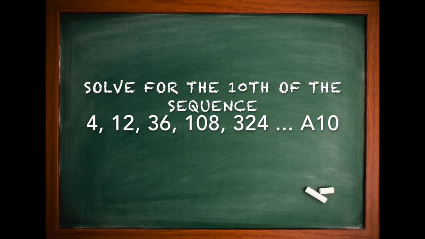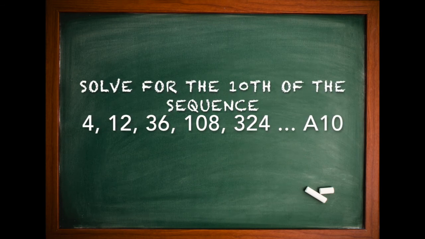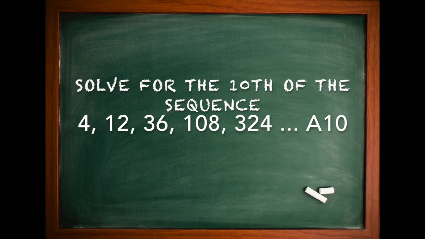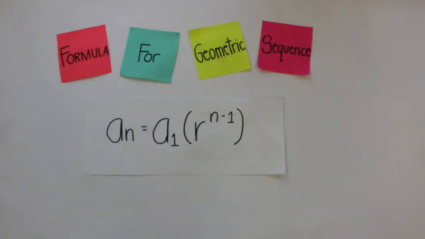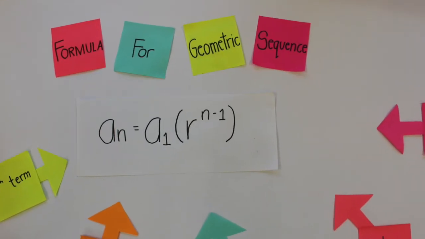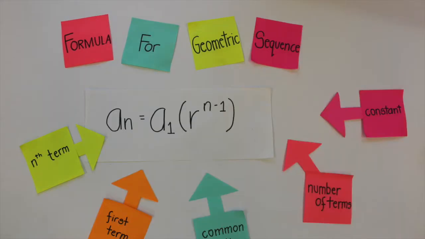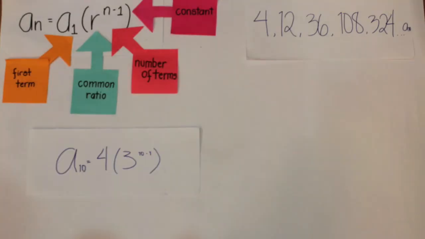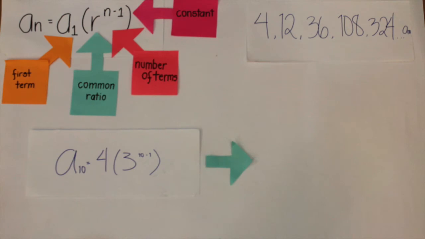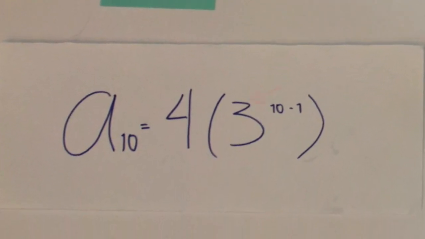Solve for the 10th term of the sequence 4, 12, 36, 108, and 320. First step, you should write the equation first, which is a sub n equals a sub 1 times r raised to n minus 1. Second step, you have to look for your a sub 1. A sub 1 is your first term, which is 4. Third step, then you have to look for your ratio. In order to find your ratio, you simply divide the second term by the first term. Then the answer is your ratio, which is 3.